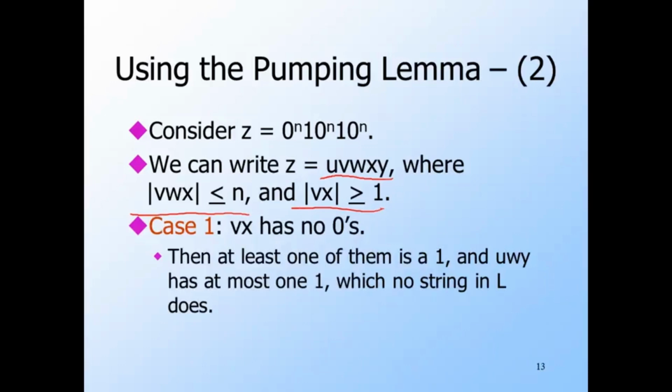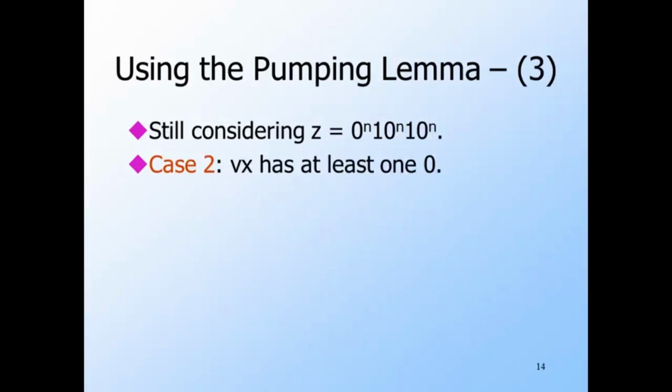There are 2 cases depending upon whether the adversary picks V and X to have zeros or not. In the first case, suppose there are no zeros among V and X. Then since they cannot both be empty, there must be at least one 1 among them. But then, if we pump 0 times to get the string UWY, we know that there is at most one 1 in this string. The pumping lemma claims it is in the language L, but it can't be because all strings in L have exactly 2 1s. In the second and last case, V and X have at least one 0 among them.